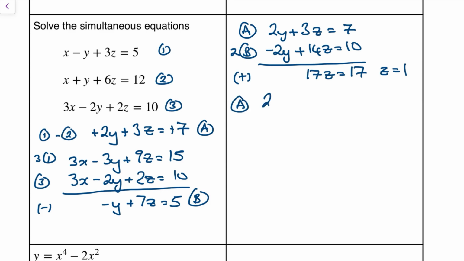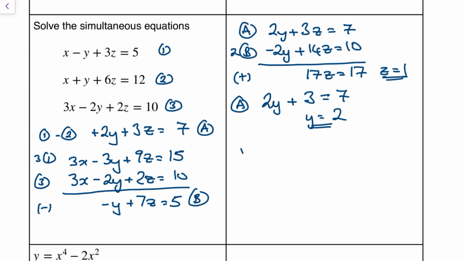So equation A tells me that 2y plus 3z, I know z is 1, so I'll just say plus 3 is equal to 7. That 7 does look like a 17, doesn't it? I'm going to get rid of the plus just in case I do that again. Take away 3 from both sides, which gives me 2y equals 4, which means that y is equal to 2.